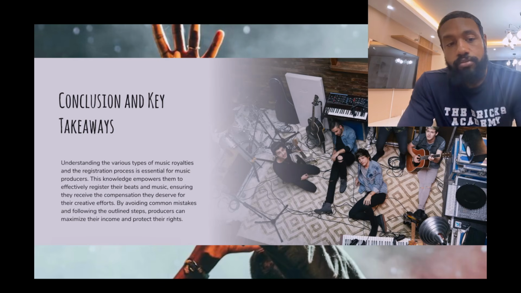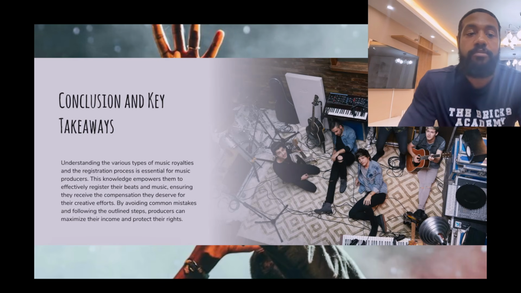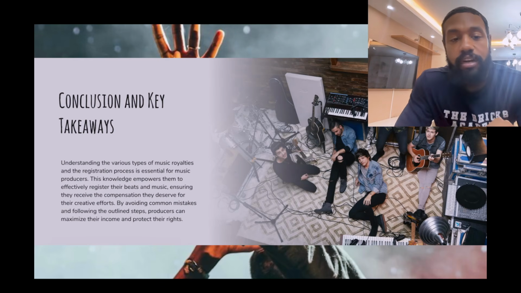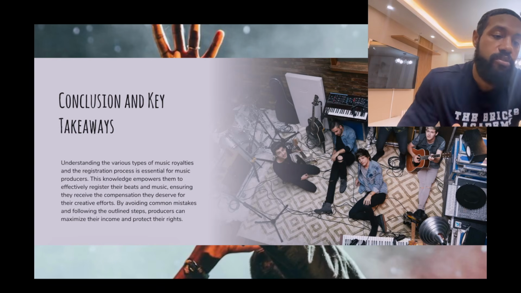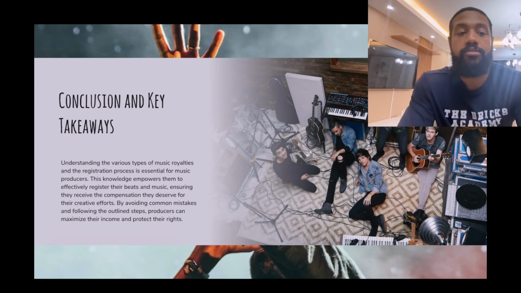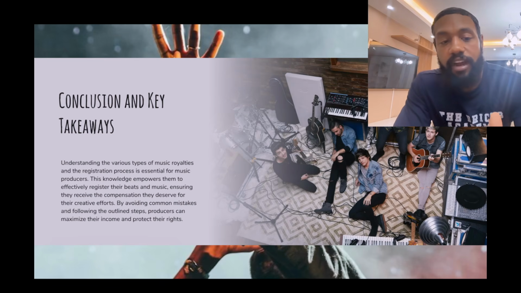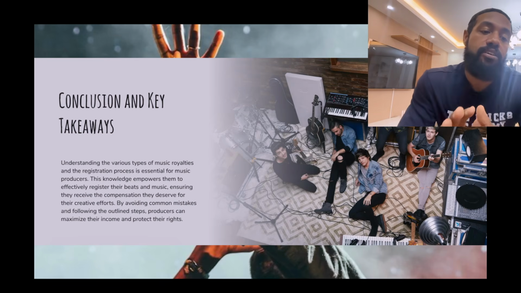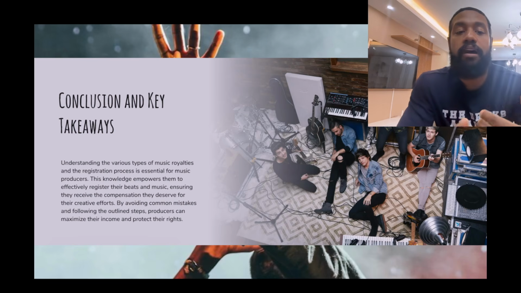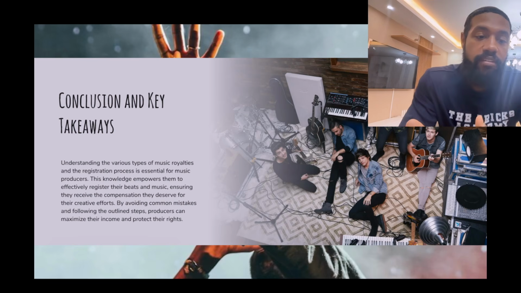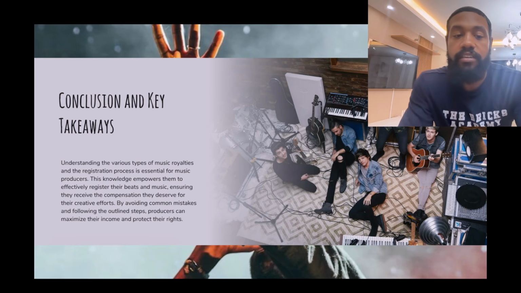So, in conclusion, understanding the various types of music royalties and registration processes is essential for music producers. This knowledge empowers them to effectively register their beats and music, ensuring that they receive the compensation they desire and deserve for their creative efforts. By avoiding common mistakes and following the outlined steps, producers can maximize their income and protect their rights.